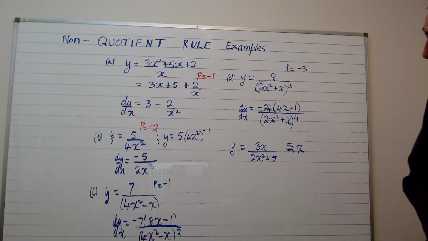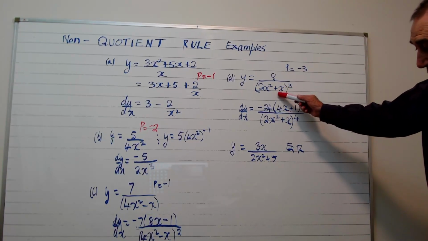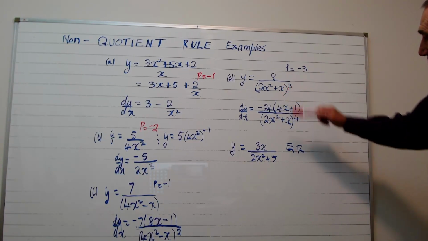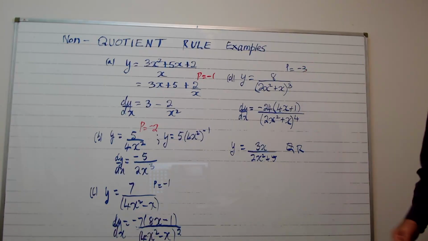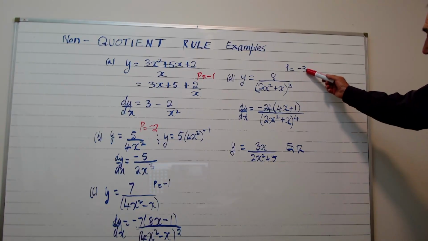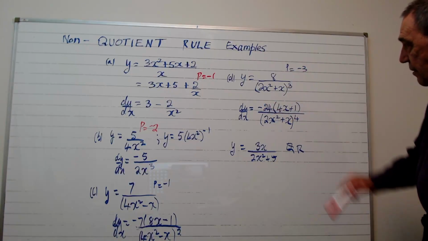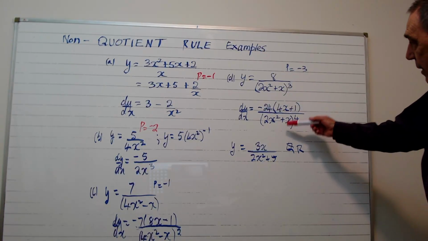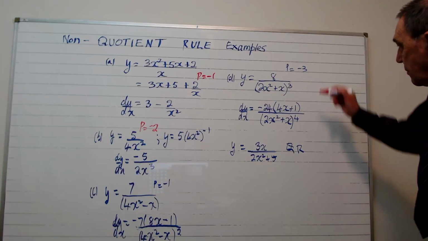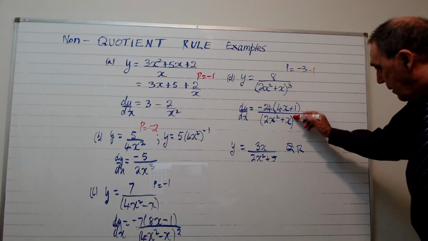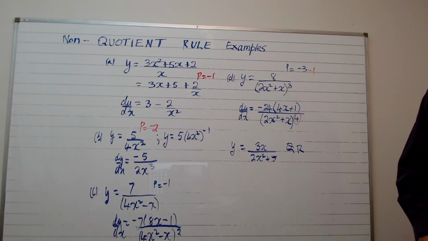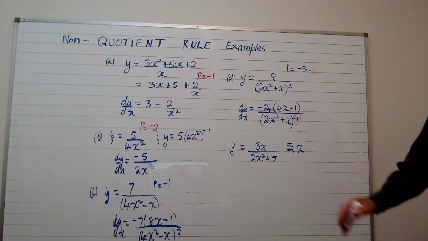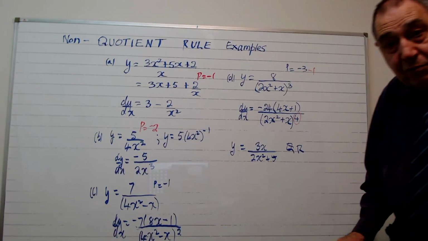That can be exemplified when we have not just one term down here, we have it to the power of 3. We do it in exactly the same way. So we have -3 times 8 gives us -24. The differential of the bracket goes on top, and we take 1 from the power, so the power goes to -4, which means it's 4 on the denominator. Now, all of these are non-quotient rule problems.